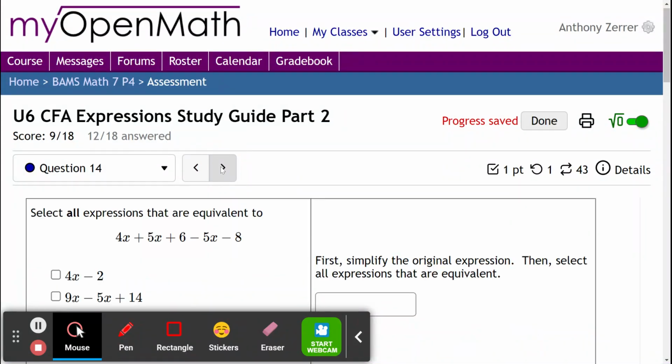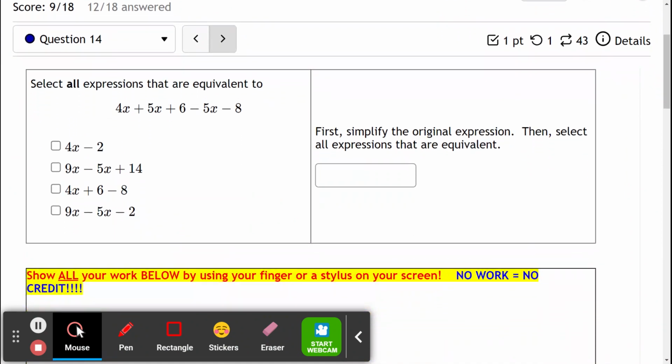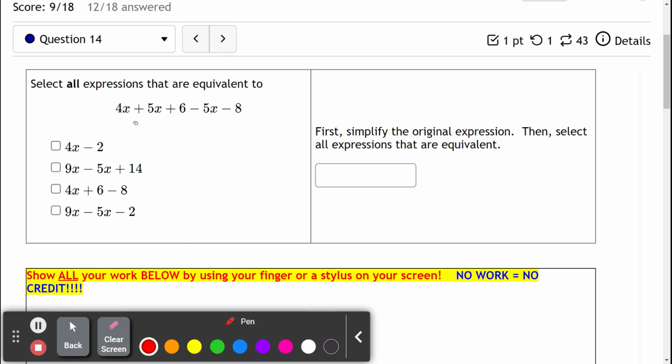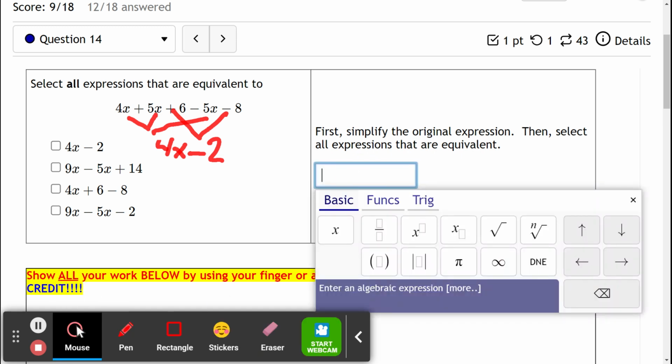Okay, number 14. Oh, there's a lot going on in this one. What we have to do is simplify. So let's put all the variable terms together. 4x plus 5x is 9x. 9x minus 5x is back to 4x. And then we have 6 minus 8, which is negative 2. And so we have 4x minus 2.